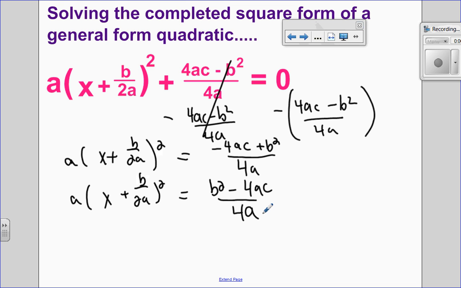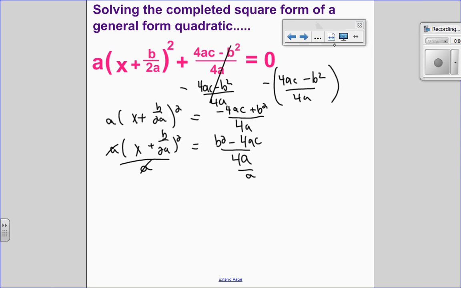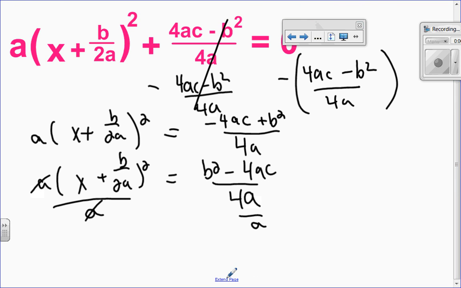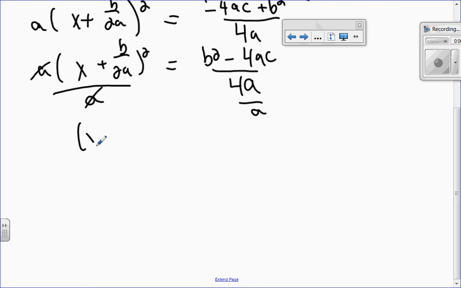Okay, so to get the square term by itself, I now need to divide both sides by a, and that's gone. Just make this bigger so you guys can follow along nicely. Okay, so I'm left with x plus b over 2a all squared equals b squared minus 4ac over 4a divided by a. If I take this whole fraction and divide it by a, it's like dividing by 4a squared.